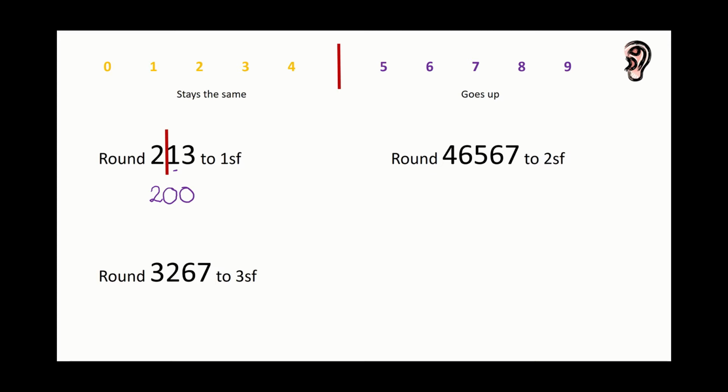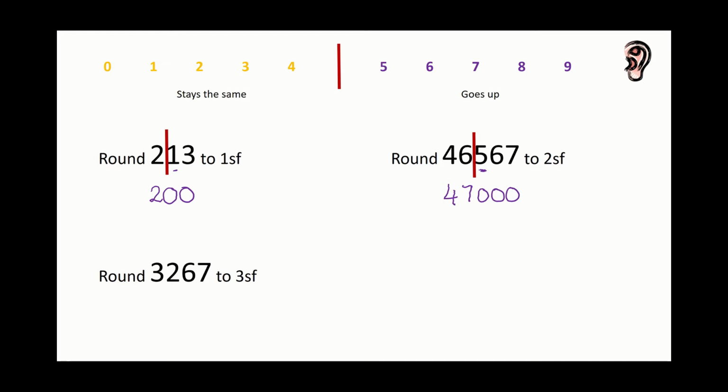200. To round 46,567 to two significant figures, we place the line 2 numbers from the left. The 5 decides, the 6 goes up to a 7, and again, we must include zeros so that the number makes sense.